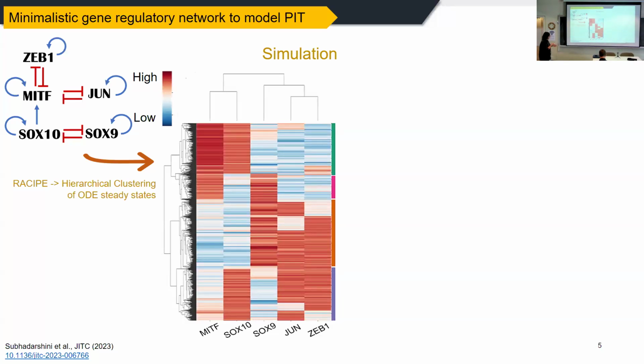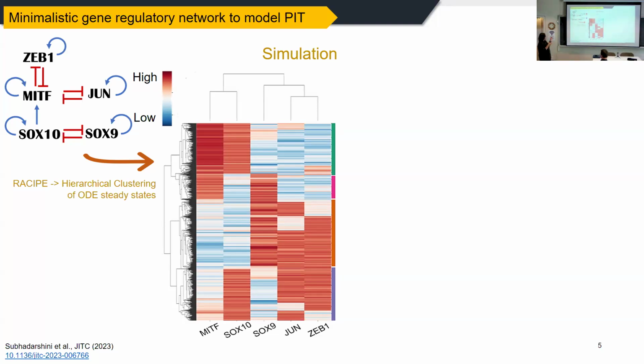So qualitatively, we can see there are 4 states. For example, in this set of solutions, you see that MITF and SOX10 are always high, whereas the other 3 are low. In, for example, this sort of solutions or ensemble of solutions, you see that MITF and SOX10 are low. However, the other 3 are high.